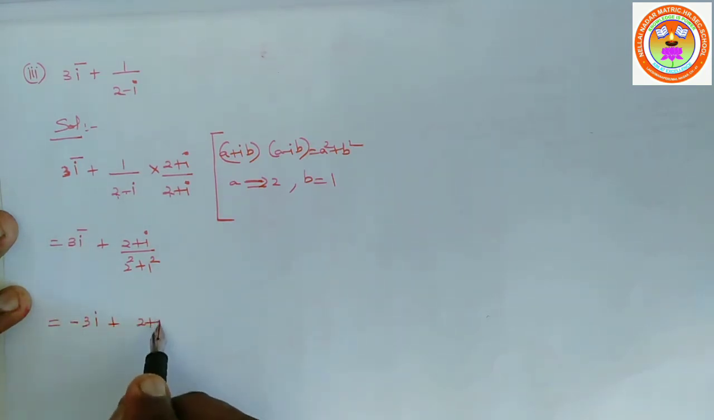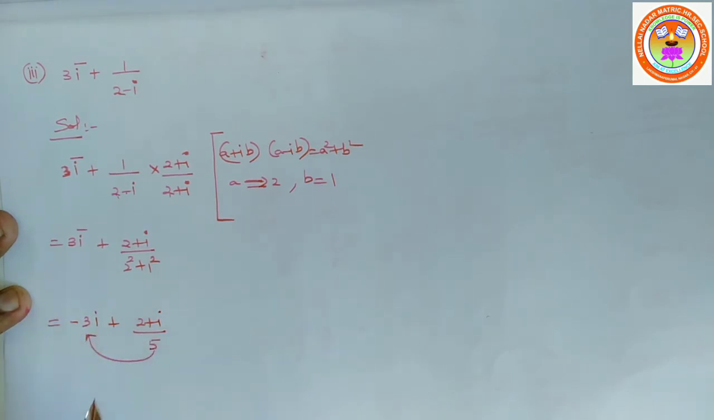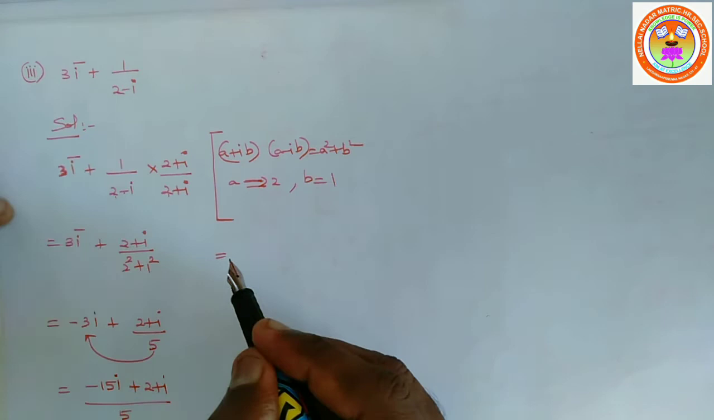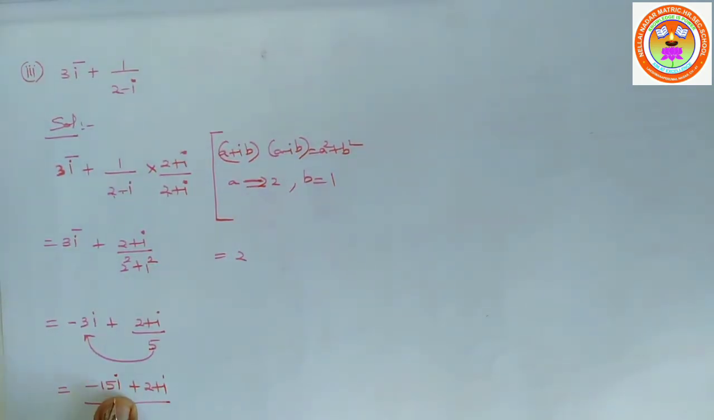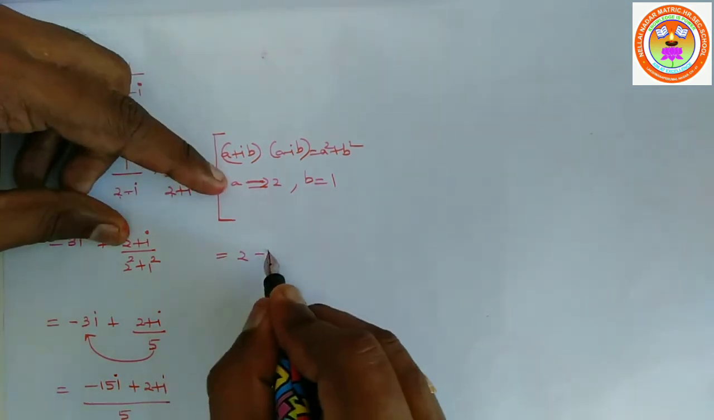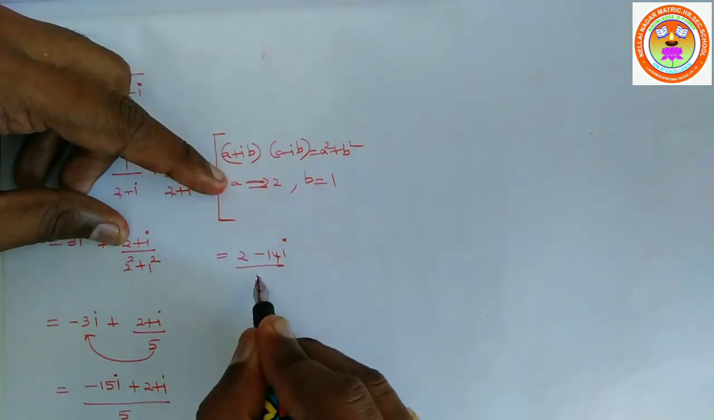So 2 plus i, 2 square is 4, 4 plus 1 is 5. Now cross multiply. What comes? 5 3s are 15, minus 15i plus 2 plus i, divided by 5. So what is the answer going to be? 2 is real. Minus 15i plus i is nothing but minus 14i, divided by 5.